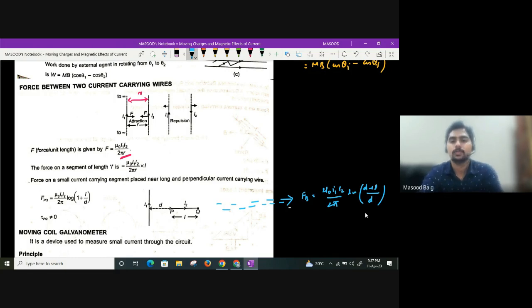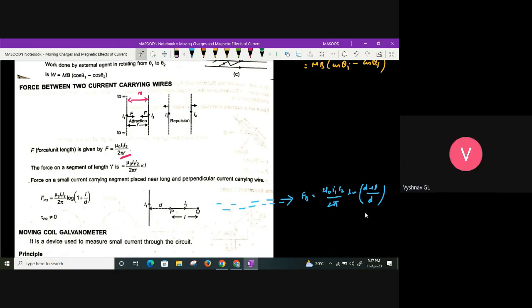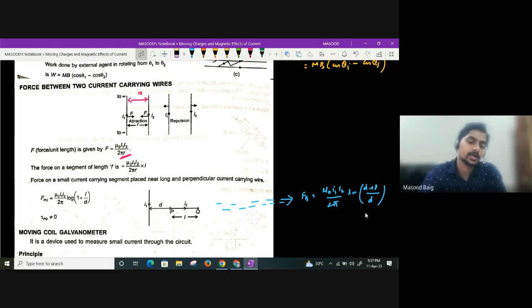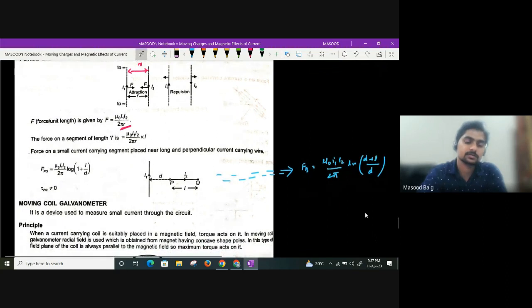Yes or no? Yes. Right? So please remember, two parallel current carrying wires, if they are carrying current in the same sense, then attractive force. If they are carrying current in opposite sense, then repulsive force, guys. Clear, everyone?